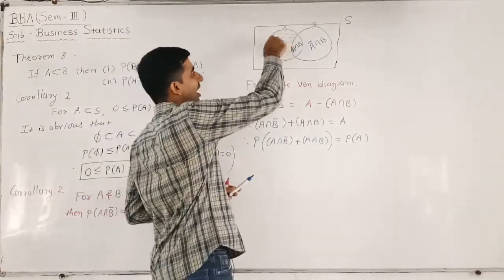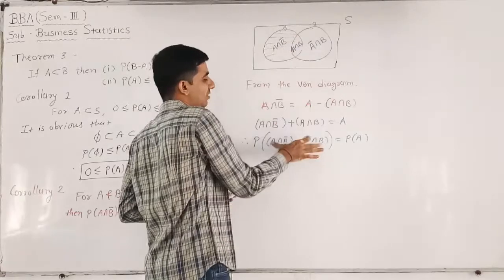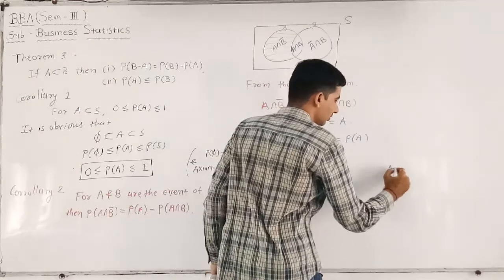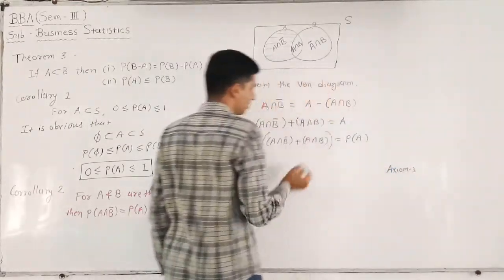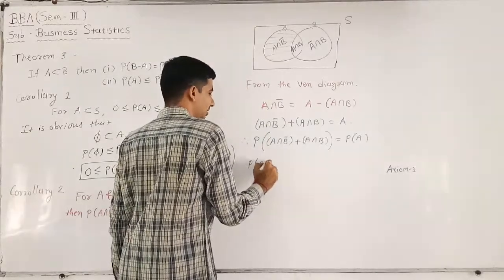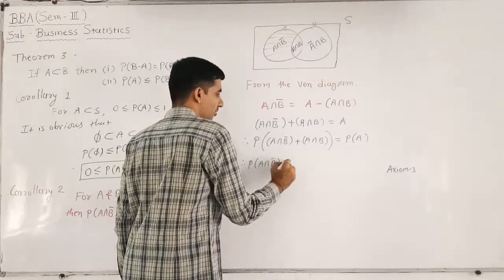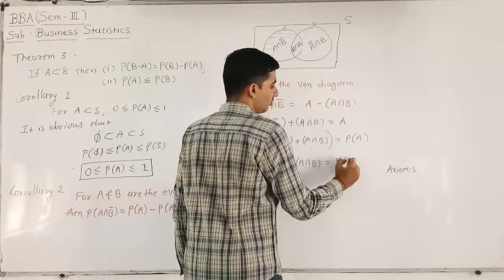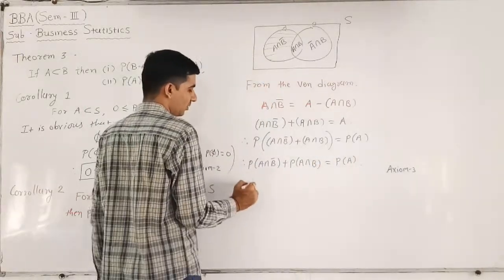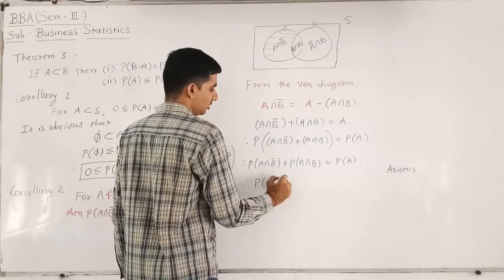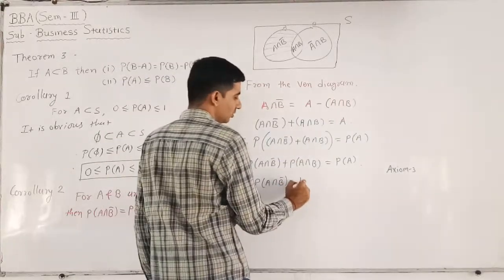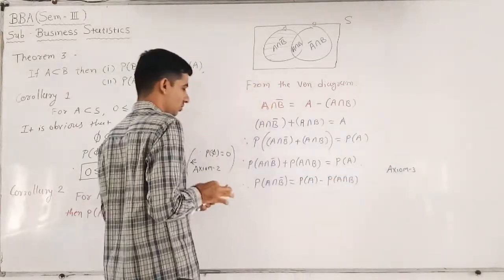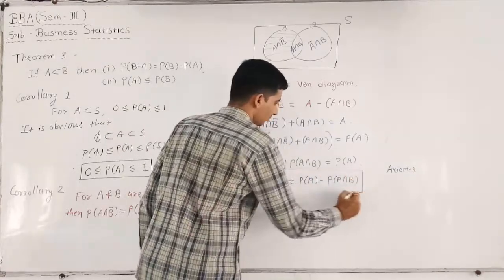A intersection B bar and A intersection B are mutually exclusive events. So by axiom number 3, P of A intersection B bar plus P of A intersection B is equal to P of A. Now therefore P of A intersection B bar is equal to P of A minus P of A intersection B. So this is the complete proof.